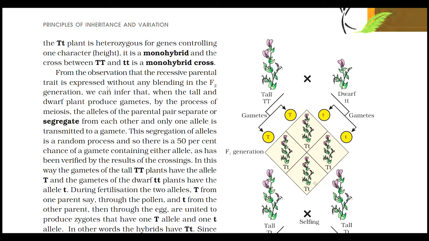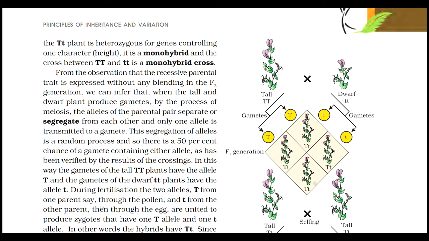From the observation that the recessive parental trait is expressed without any blending in the F2 generation, we can infer that when the tall and dwarf plant produce gametes by the process of meiosis, the alleles of the parental pair separate or segregate from each other, and only one allele is transmitted to a gamete. This segregation of alleles is a random process, and so there is a 50% chance of a gamete containing either allele, as has been verified by the result of the crossing. In this way, the gametes of the tall capital T capital T plants have the allele capital T, and the gametes of the dwarf small t small t plants have the allele small t.